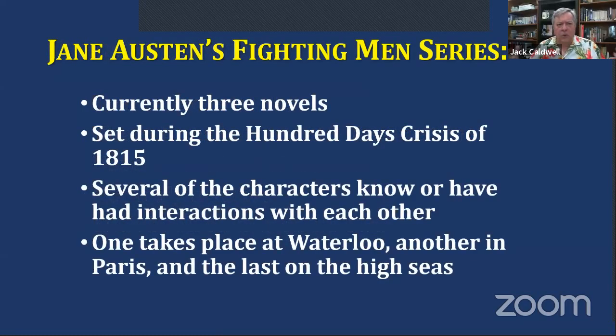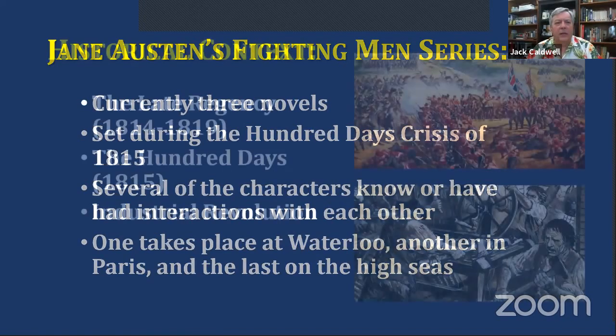So the Jane Austen's Fighting Men series is a series of companion novels. It has those three books. They're all set during the same time, during a very important time during the Regency, which is the 100 Days Crisis of 1815. Now, several of the characters do know each other, have interactions with each other, but they take place at different times during this event. One is going to take place in Waterloo. The other one is going to be an espionage novel set in Paris. And the third, of course, if you're dealing with Persuasion, is going to take place on the high seas.